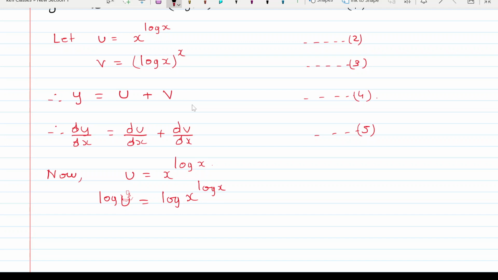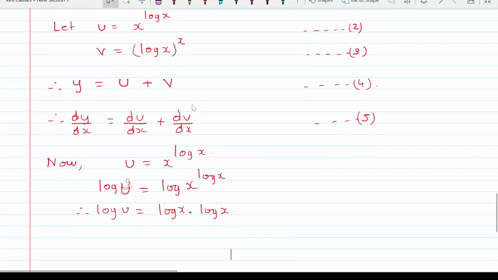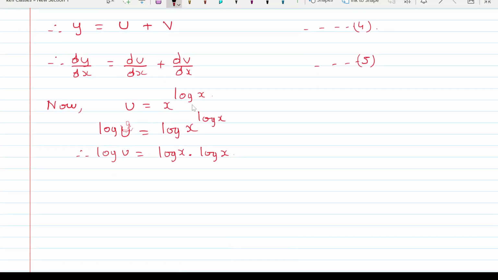Now same procedure it follows. Therefore log u is equal to log x into log x. We have used the laws of logarithm. Okay, log a raised to m is m log a. Yesterday there was this problem na, log x raised to x. Correct na? There it comes like log y is equal to this.